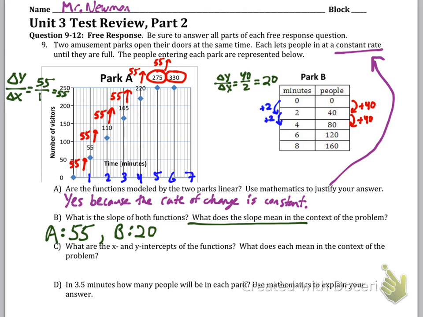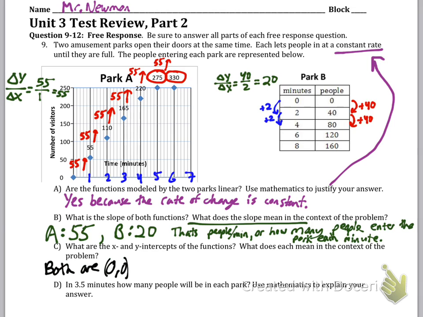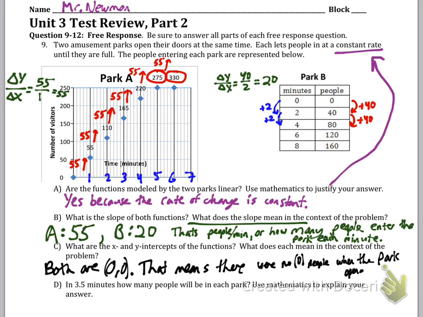What does the slope mean, though? Make sure you answer both questions on these multi-part problems, okay? The slope means people per minute, or how many people enter the park each minute, or every minute. Now, what are the x and y intercepts of the function? They're both 0, 0. What that means is that there were no people, 0 people, in the park when it opened at x equals 0, or time equals 0.